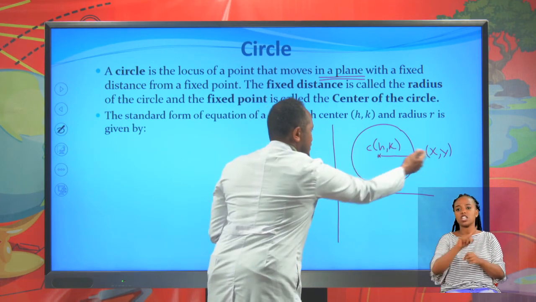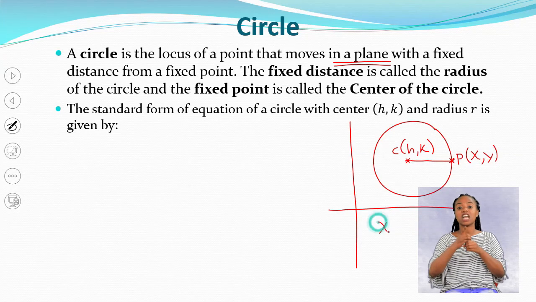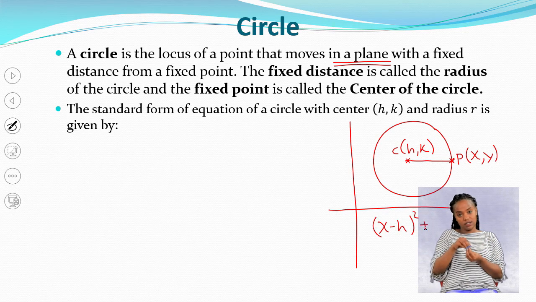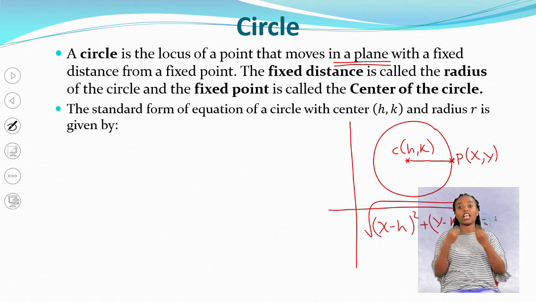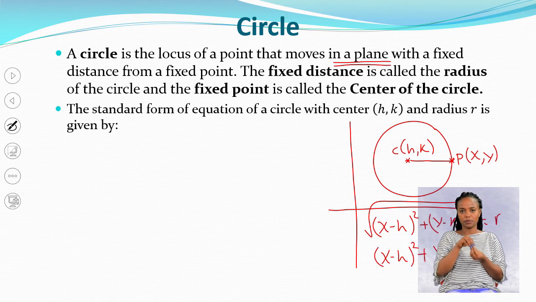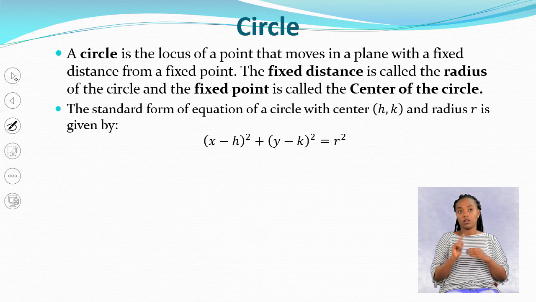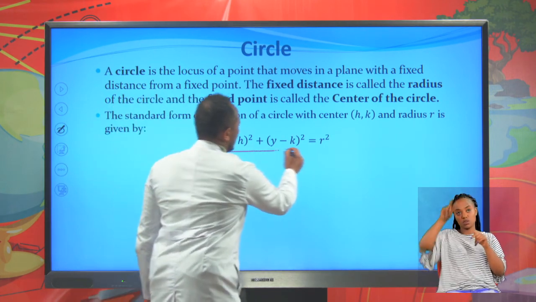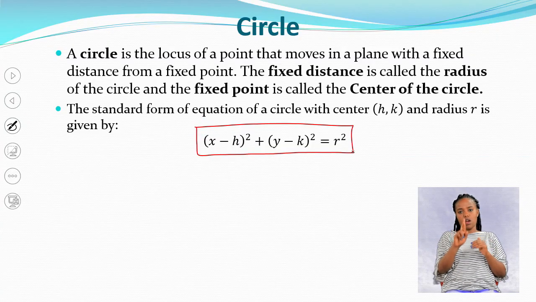Therefore, using the distance formula, the distance between these two points is the square root of x minus h the whole squared plus y minus k the whole squared, and this gives you the radius. It's a distance, and the distance is the radius. So squaring both sides, you will have x minus h the whole squared plus y minus k the whole squared is equal to r squared. So this is the standard form of the equation of a circle with center h, k and radius r. This is it.